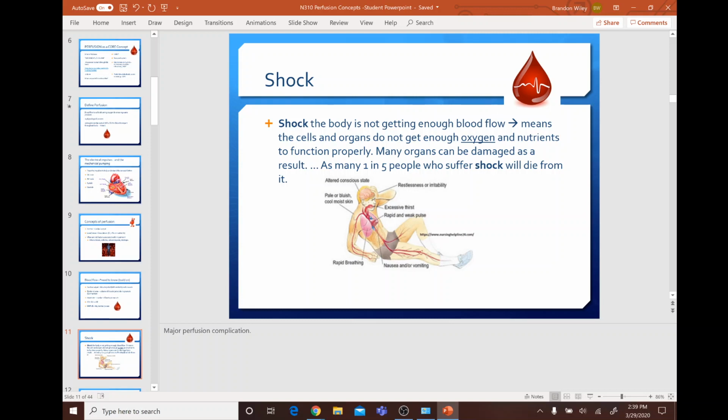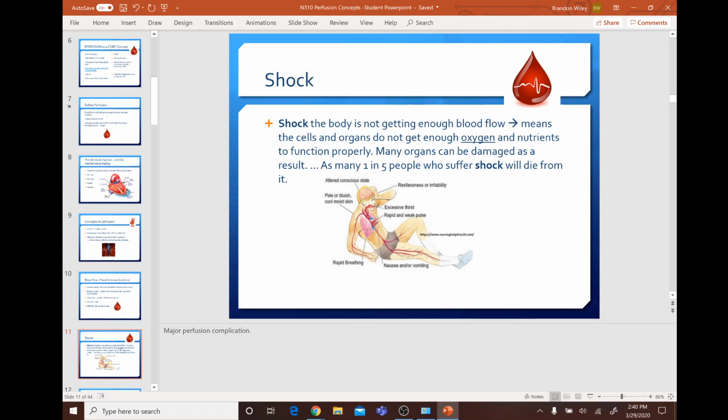So we're not getting enough blood flow to the body, so the heart's not pumping enough blood, which in turn means the body, cells, and organs aren't getting enough oxygen and nutrients to be able to do their jobs properly. So organs become damaged as a result, and 20% of people who get shock die.